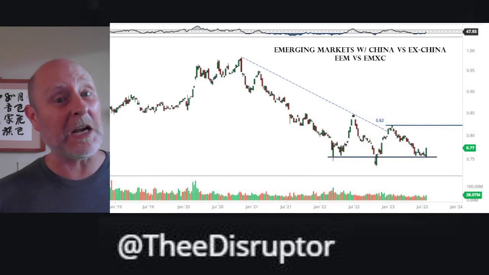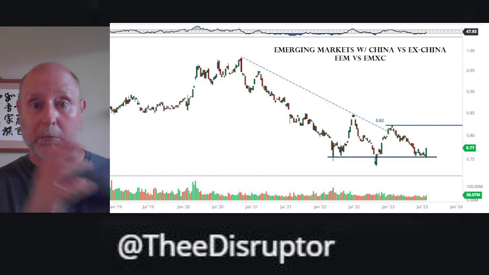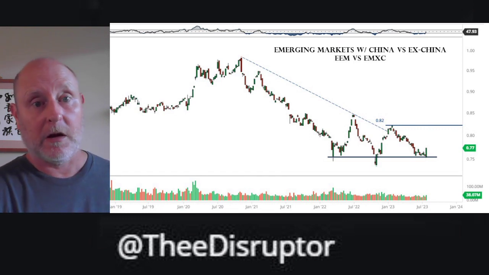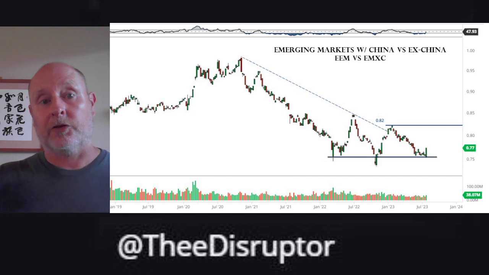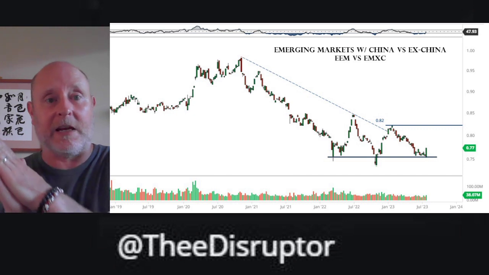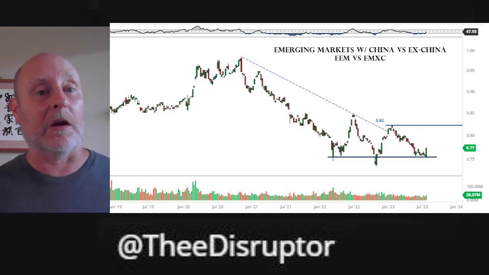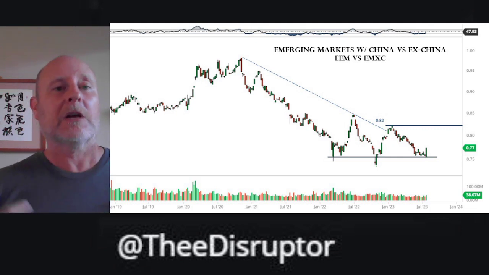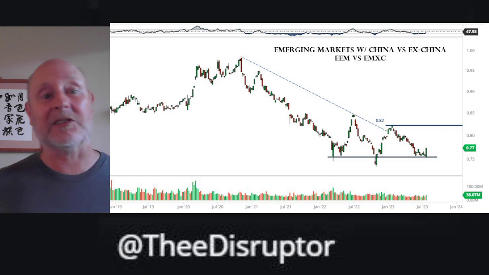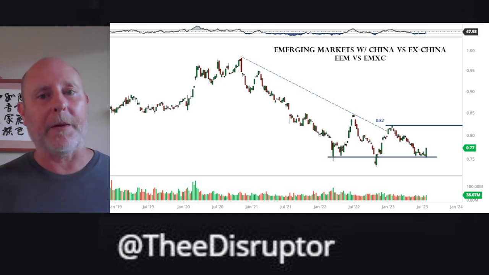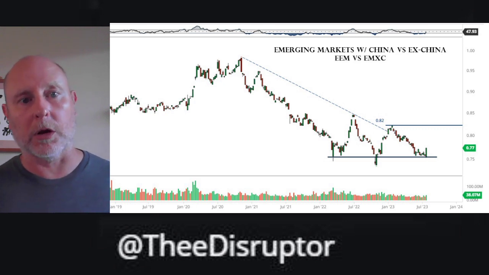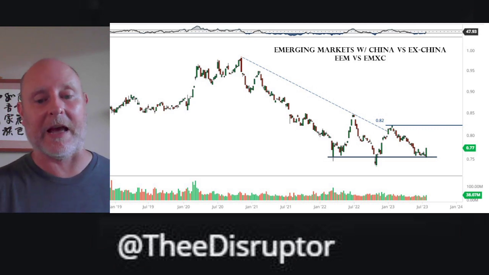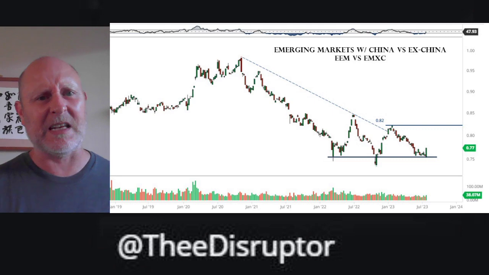But if I run a ratio of emerging markets with China as the numerator, so that means if it's moving up, that's leading, and the denominator is ex-China emerging markets. So this has been moving down, which means China's showing weakness against the other emerging markets. But you'll notice it didn't make a lower low here. That's what I'm getting at. That made me really excited, and I wanted to jump in and look at some ETFs, some trades.